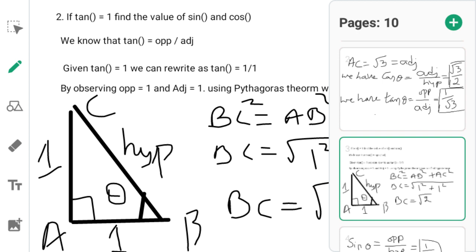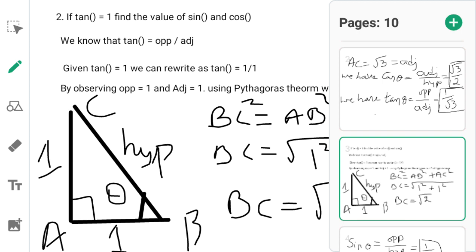If tan theta equals 1, find the value of sin theta and cos theta. We know that tan theta equals opposite by adjacent. That is the ratio. Tan theta is the ratio between opposite and adjacent. Given tan theta equals 1, we can rewrite that 1 as tan theta equals 1 by 1. The value doesn't change. 1 divided by 1, the answer is 1 only. But tan theta equals opposite by adjacent. By observing, we get opposite equals 1, adjacent is also equal to 1.